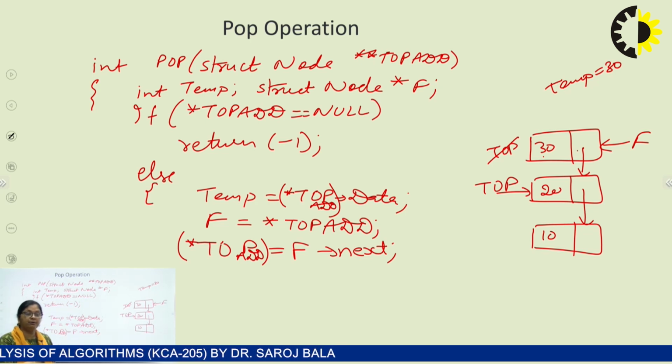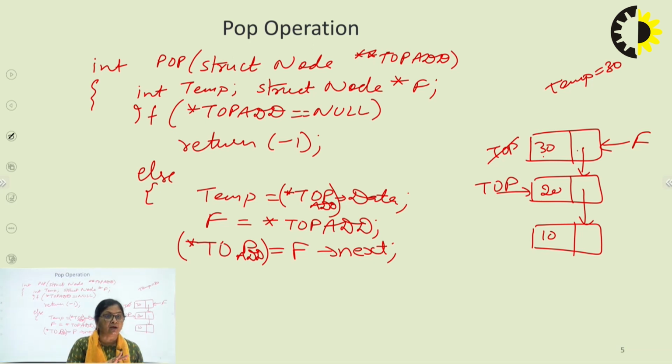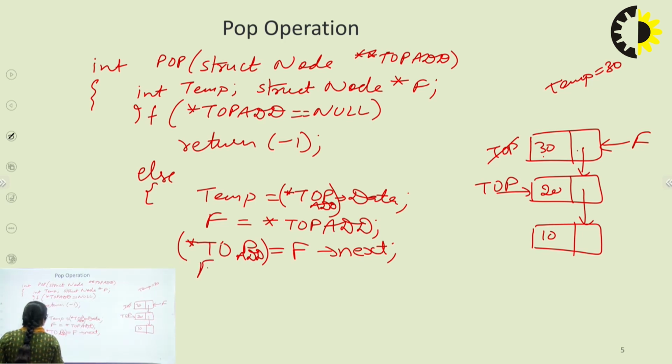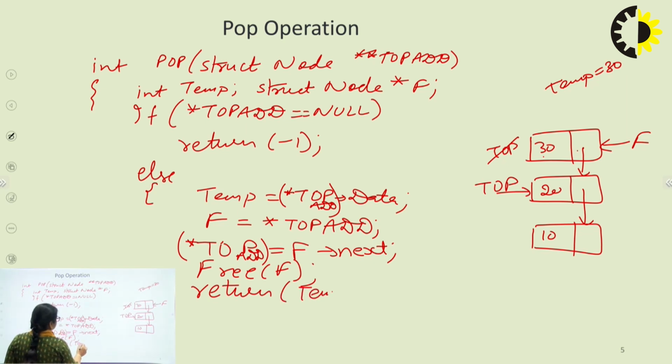Now what we have to do? We have to return this value, and the node which is stored in F, that is to be freed because now it has been popped and it is no more required. So what we will do? We will free the memory used by F and we will return. What we will return? The value. What is the value? 10. This is our value.